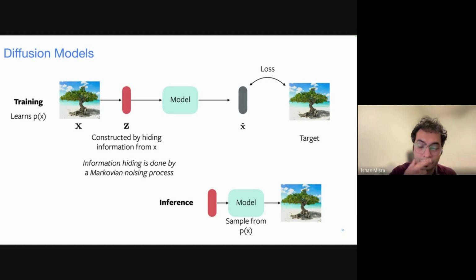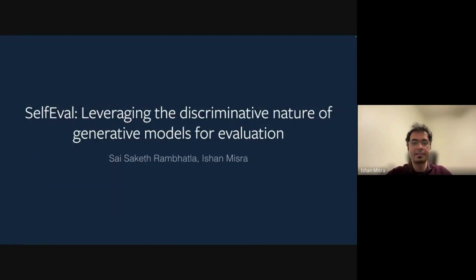And for a lot of our work, we've been looking at diffusion models. These are the dominant class of generative models in the pixel space. Here, the information is being hidden by a Markovian noising process. I think maybe all of you are familiar with all the other details that go inside diffusion models. So one interesting work that we had last year was self-eval, which shows that you can combine together generative models and discriminative models.